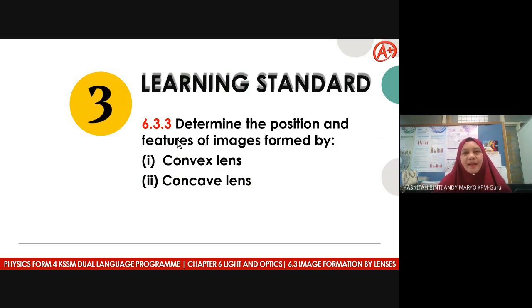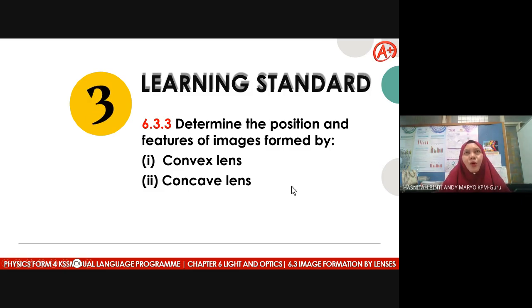Then this is the third learning standard, the most important part in this chapter, in this topic: to determine the position and features or characteristics of the image formed by convex and concave lenses.